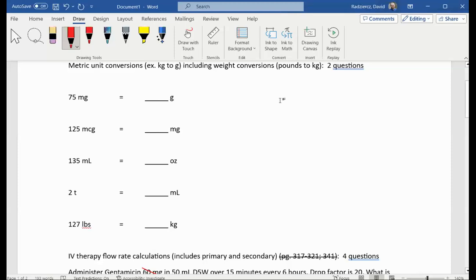So when we're converting milligrams to grams, hopefully this is just a review. You know how to do this stuff. You need to know your unit to unit conversions. You need to know that 1 gram is equal to 1,000 milligrams. 1 milligram is equal to 1,000 micrograms. 1 ounce is 30 milliliters. 1 teaspoon is 5 milliliters, 1 tablespoon is 15 milliliters. You need to know those conversions.